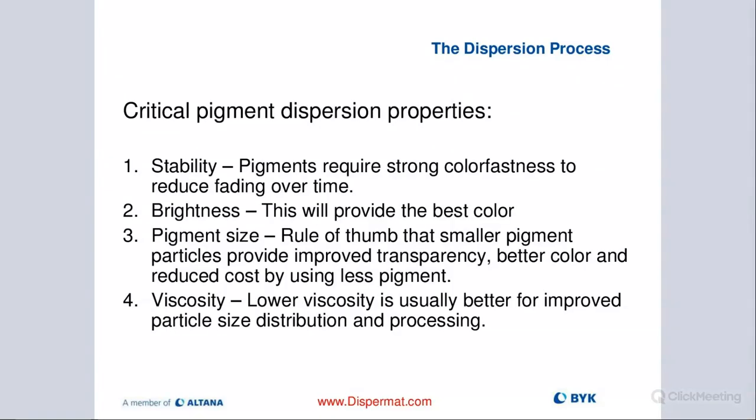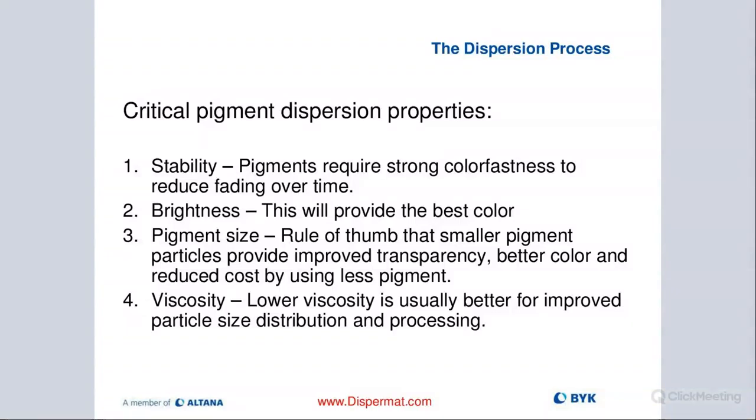So it's very critical that we have good stability. So that also means that pigments require strong color fastness that will keep them more stable over time so they don't fade as fast. The brighter the color, the brighter the finished product, the better the color, usually. And then obviously pigment size, the smaller the pigment, that will give us better transparency, better color. And then again, it's a huge cost savings by reducing particle size and increasing our surface area.